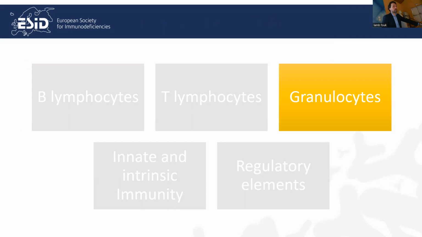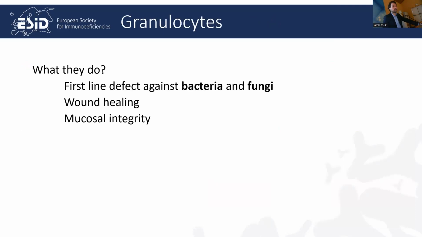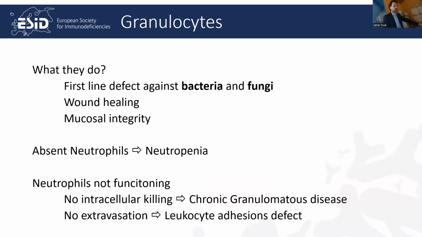Then come the granulocytes. The granulocytes are the first line of defense against bacteria and fungi. They are involved in wound healing, and they are very important for mucosal integrity. Also here, there is the possibility of not having granulocytes and neutrophils, which is called neutropenia, or if neutrophils are not functioning.